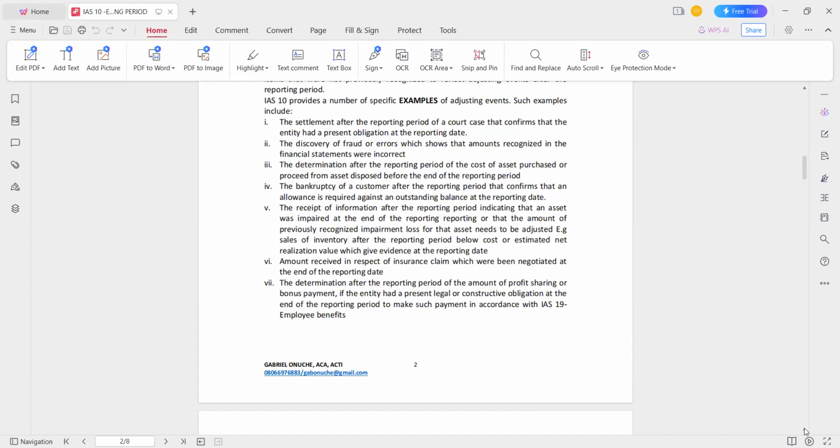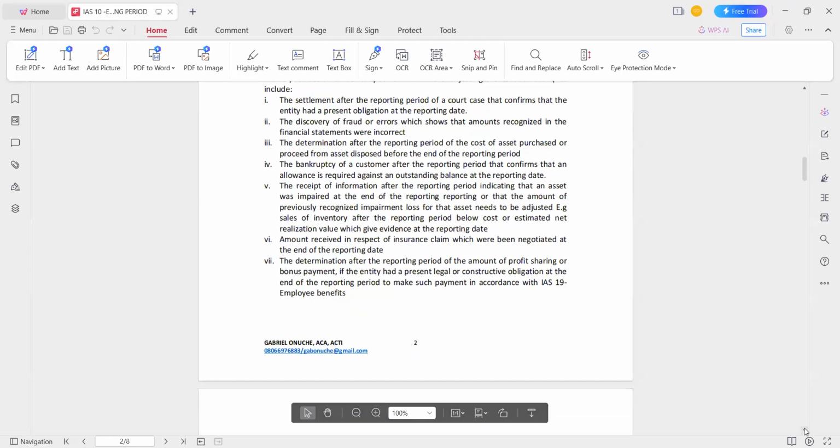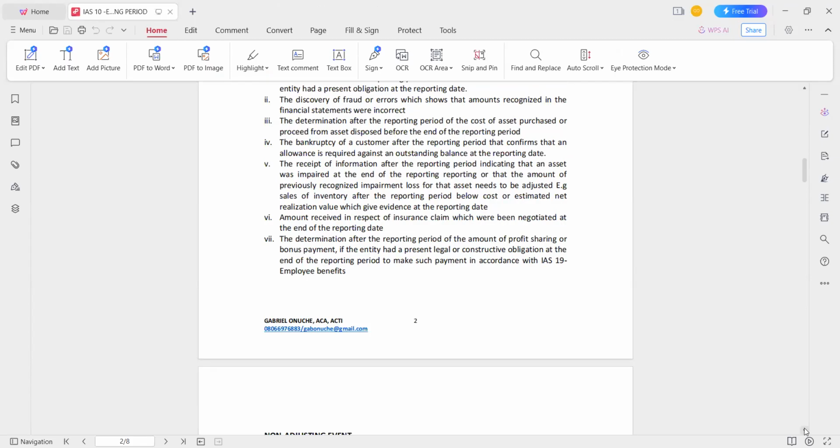We have seen this under IAS 36, where there is a need for impairment and where there is need for reversal of impairment. So if that information came after the reporting period, then it's an adjusting event. Financial statements must be adjusted. Then the next example is amount received in respect of an insurance claim. When you are negotiating an insurance claim with your insurance company, and this has not been agreed before the end of the financial year, but it has been negotiated after the reporting period, it's a good example of an adjusting event.